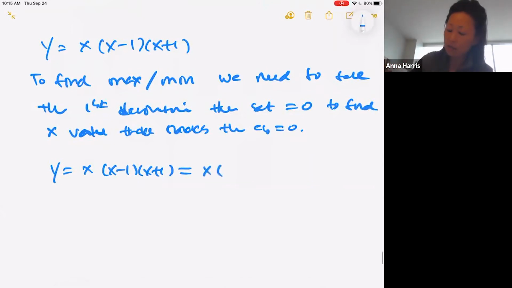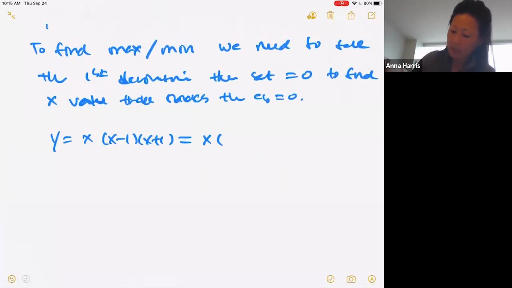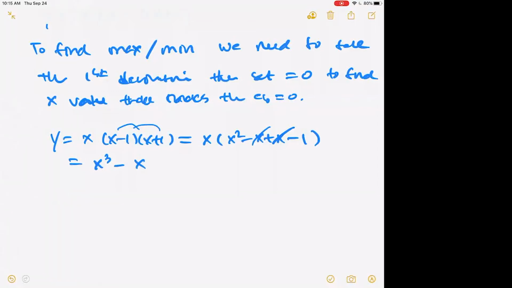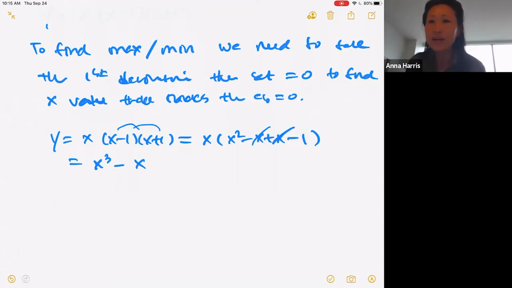If I multiply those, we get x squared minus x plus x minus 1, which is the same as x to the third, and those cancel out, minus x. That's what I have. Okay, so everybody with me? I just simply multiplied them out. I didn't do anything other than FOIL and distribution.